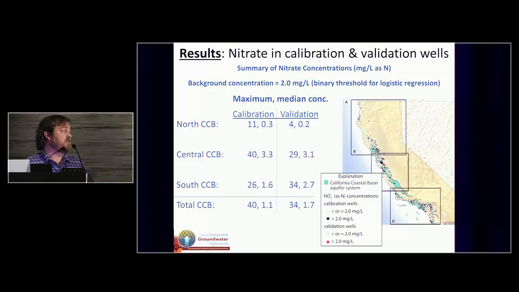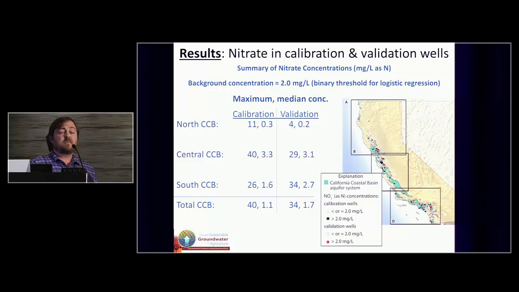Our median concentrations varied as low as 0.3 in the north to as high as over 3 milligrams per liter in the central. So these median concentrations are really right around the 2 milligram per liter threshold, so that's very good for this type of statistical model. You want about half of your data above and below that threshold.